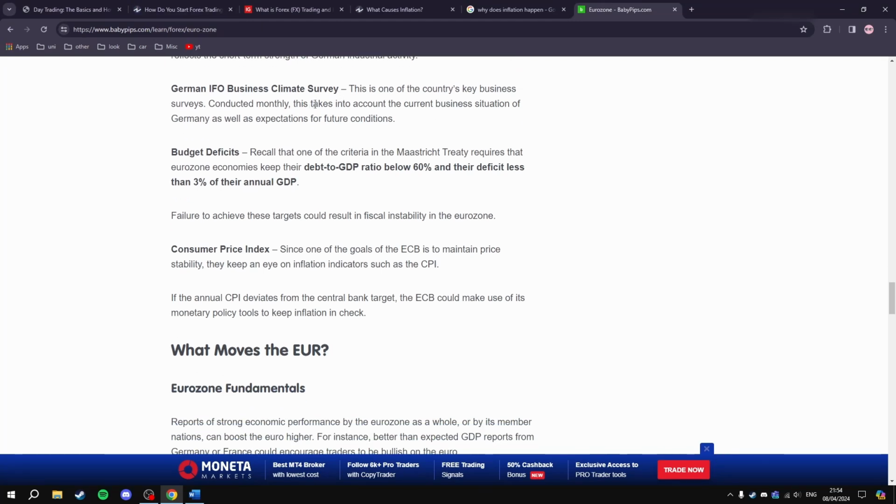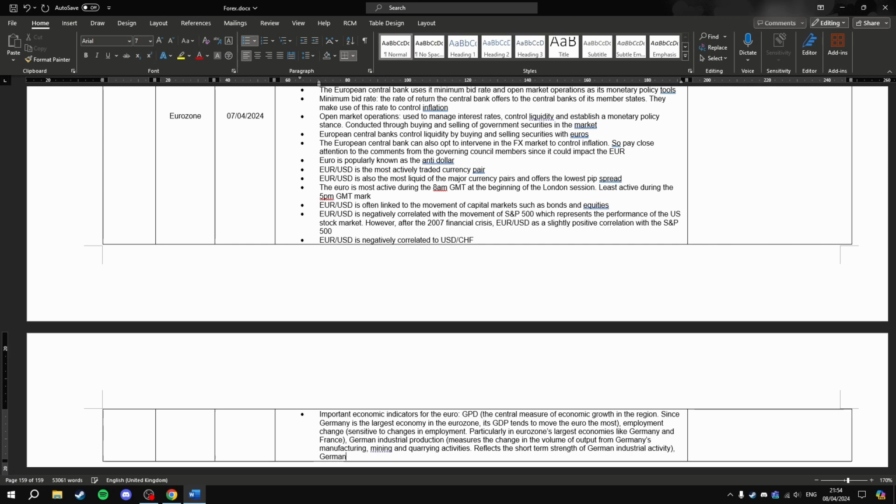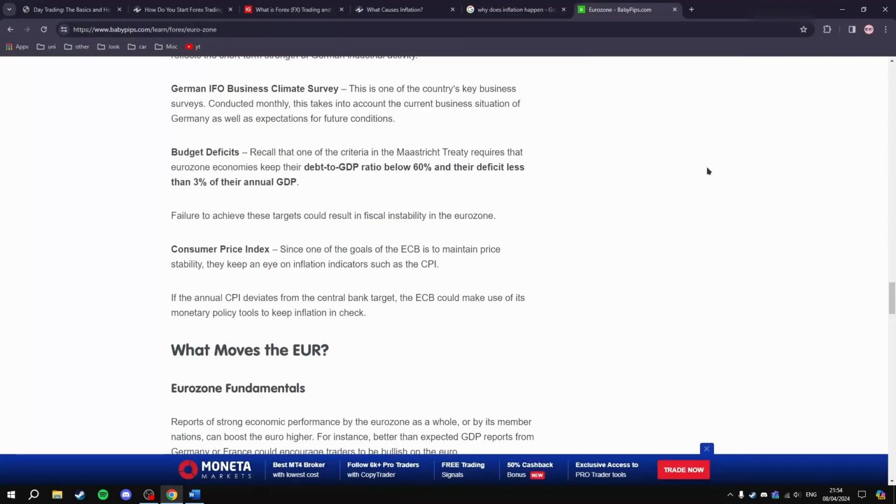German IFO Business Climate Survey. This is one of the country's key business surveys, conducted monthly. This takes into account the current business situation of Germany as well as expectations for future conditions.